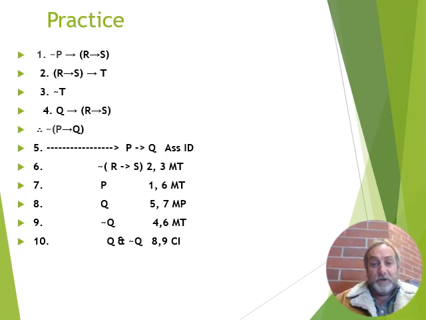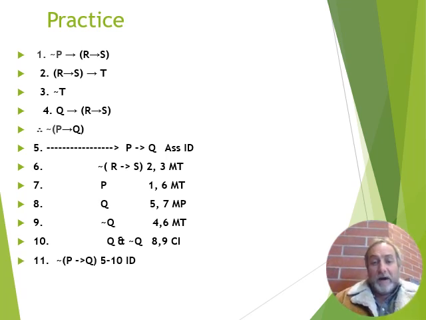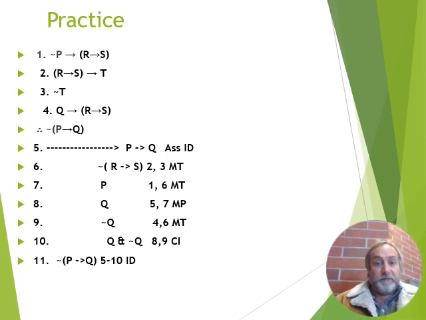So on line 10 with conjunction introduction, I'll say Q and not Q, lines 8 and 9. And now I can step back into the real world and say, well, since if P then Q gave me a contradiction, that's got to be false. So not if P then Q is true. And my justification is lines 5 through 10, indirect derivation.